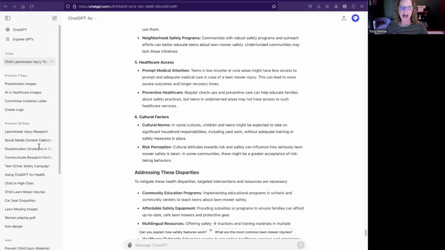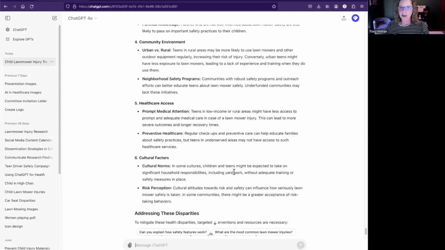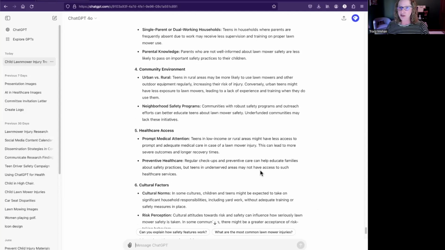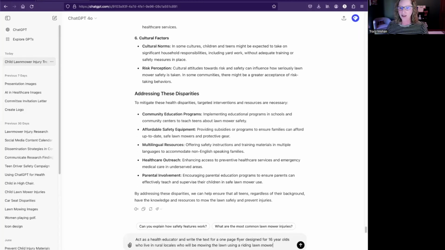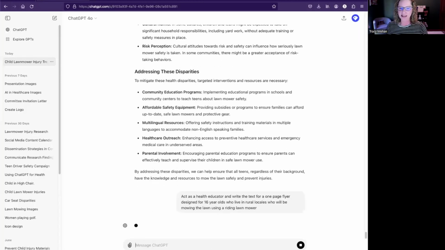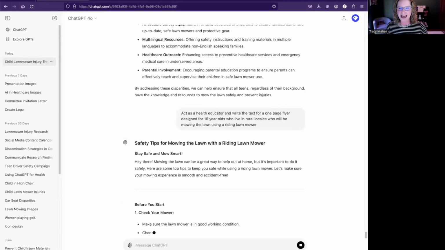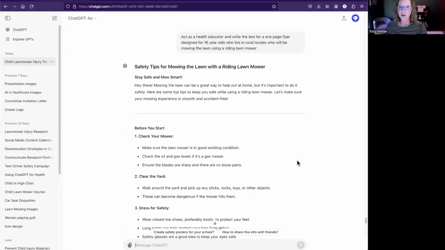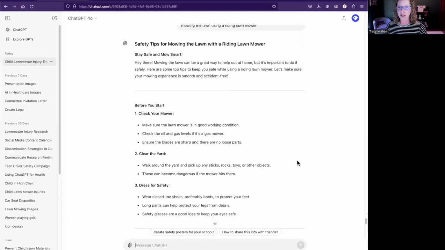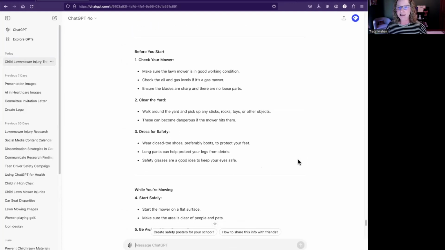Okay, so I was really intrigued by this idea of the urban versus rural. That's one thing that we see a lot in our state of Ohio. So I wanted to go a little bit farther with that. So I asked it to act as a health educator and write the text for a one-page flyer designed for 16-year-olds who live in rural locales who will be mowing the lawn using a riding lawnmower. So it started to put that together, and it does a decent job.